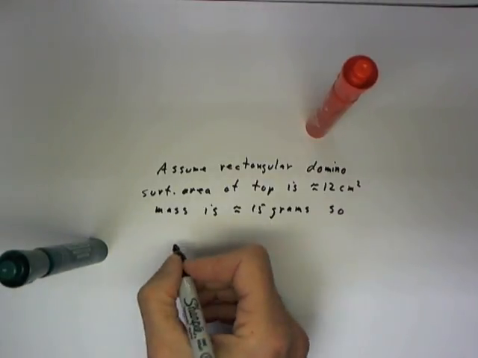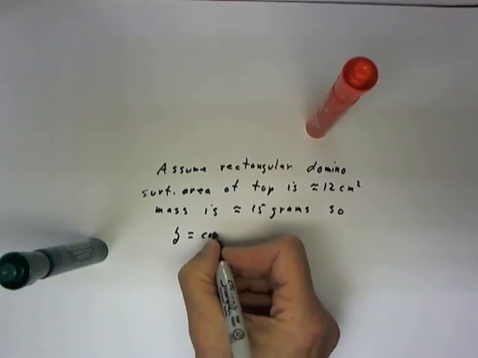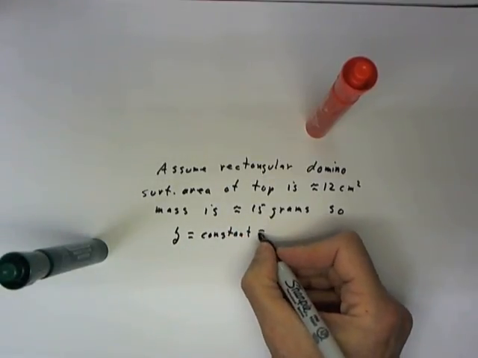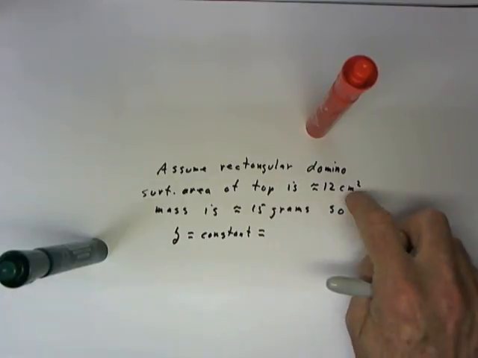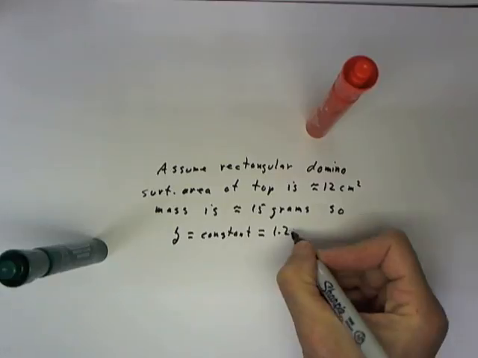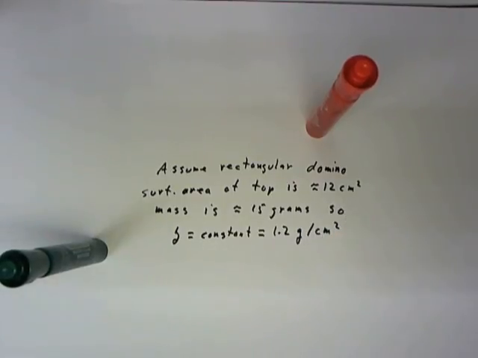So the density is constant, and it's equal to what? 15 grams over 12 square centimeters implies 1.2 grams per square centimeter.